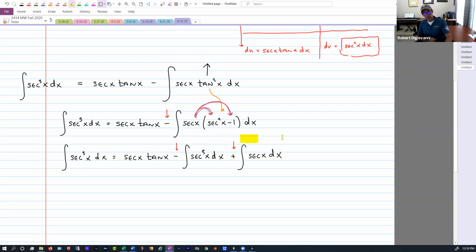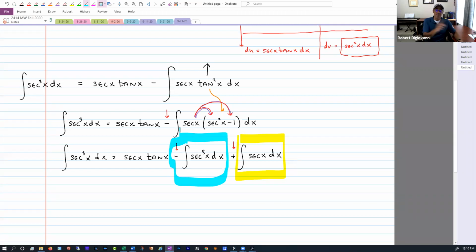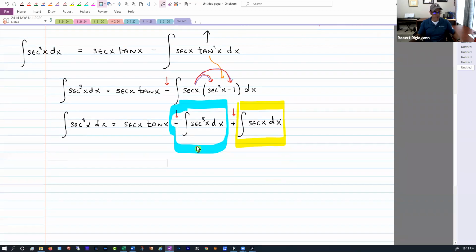Do we know the answer to this integral in yellow? We just did that problem. That was the magical one, right? So we know the answer to that. This integral in blue with the little minus in front of it, that's the original integral. So I'm going to add it to both sides of the equation. When I add it to both sides, it'll go away on the right, it'll appear on the left. So I'm going to add this integral to both sides. And on the right side, it goes away.